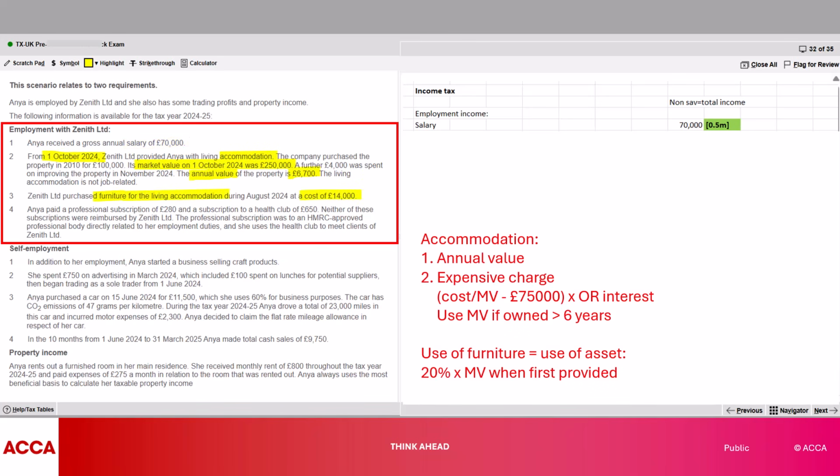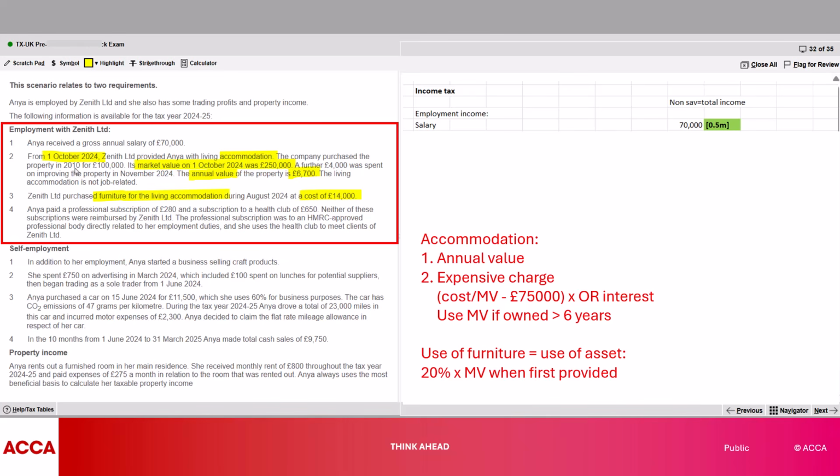Then it gets a bit trickier. We then have accommodation. And accommodation is probably the most complicated taxable benefit and the one where you've got to remember the most things. Now, the accommodation itself, the benefit is going to be the annual value, which we can see that we've got here. And if the property cost more than $75,000, which it did, we need to put in an expensive charge as well. Now that's either going to be the original cost or the market value when it was first provided, if it was owned for more than 6 years at that time.